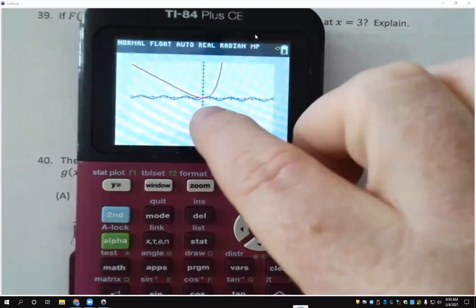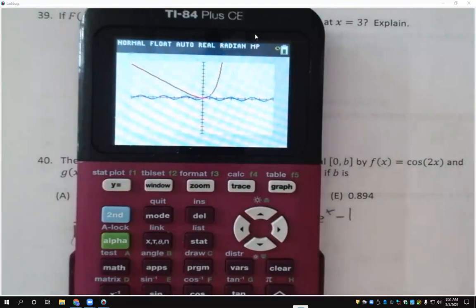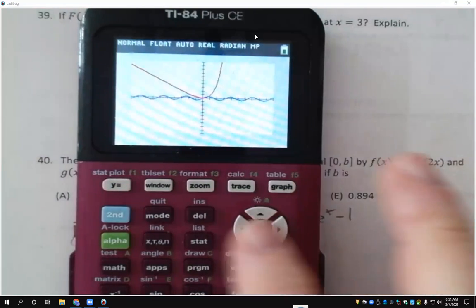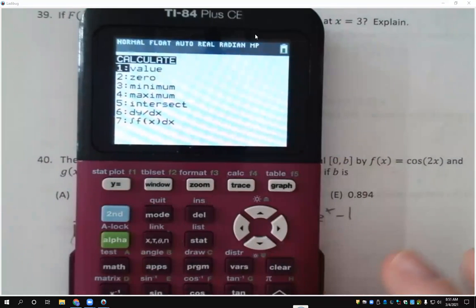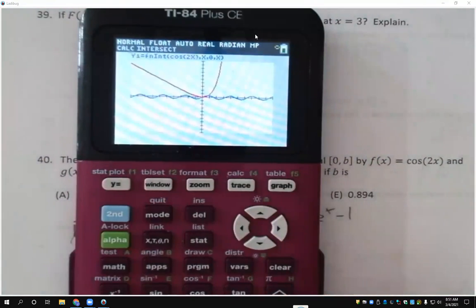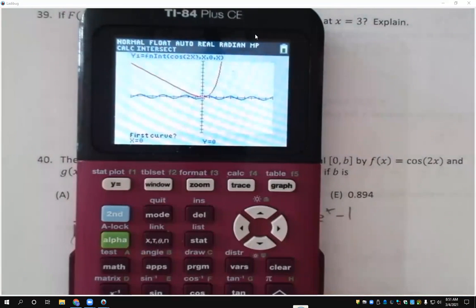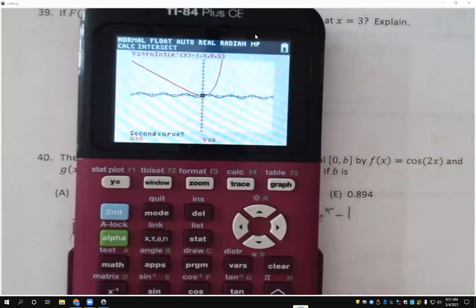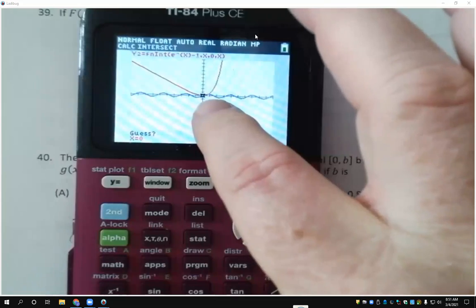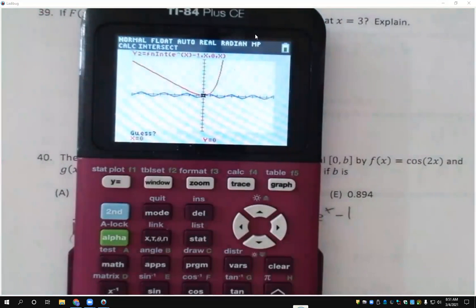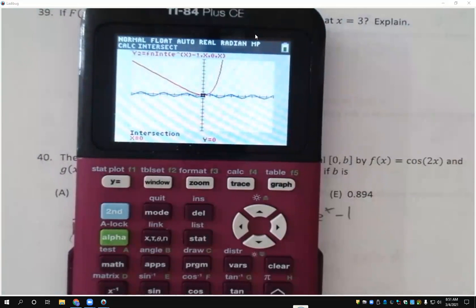And they intersect somewhere in here. Obviously, you want to find that intersection. It is somewhere between 0 and 1. So I would say at this point, second calc intersect, which is option 5. I currently have my cursor on y1, so we'll call that the first curve, and then it jumped to y2, the second curve. We're going to guess, but since the cursor is right around the area where we're at, we're good. If there were more than one intersection, you would have to move your cursor or pick a number closer to the guess. And then we hit enter.